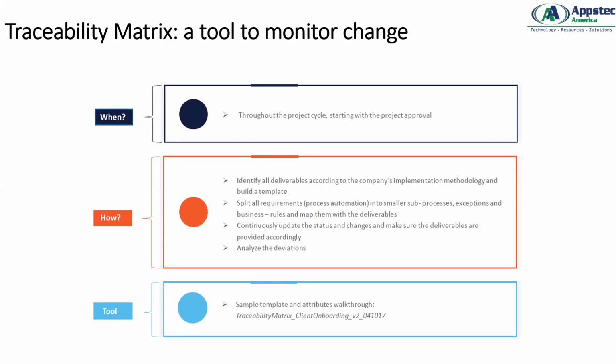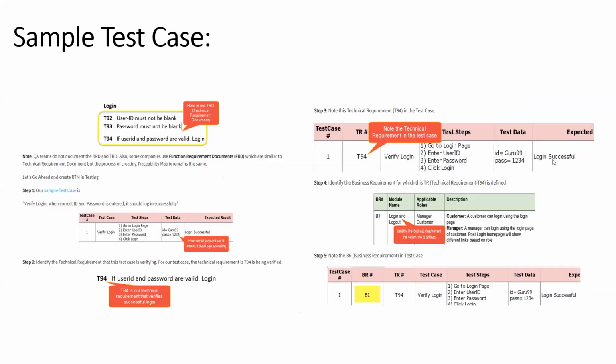Continuously update the status and changes to make sure the deliverables are provided accordingly. Analyze the deviation. The moment the work is complete, ensure the statuses are updated. If there is any delay, put the status with a comment, like requirements are not being confirmed by the project manager or by the client, so there is a delay. As for the tool, it's actually a simple Excel file. So let's check what a traceability matrix looks like.